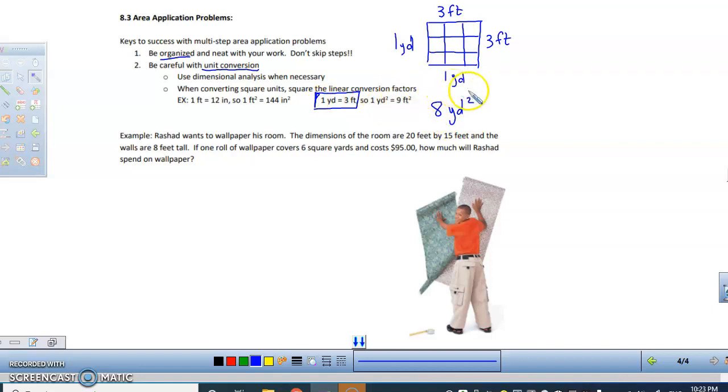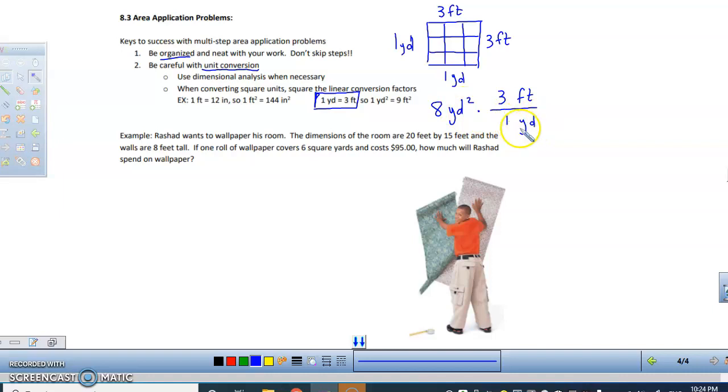So let's just look at converting like 8 square yards. We're going to convert it into square feet. So what a lot of times people do is they're like, oh, well, let's see. 1 yard is 3 feet. And then they just multiply by 3. Well, look how these yards don't cancel, right? They don't have the same exact units.